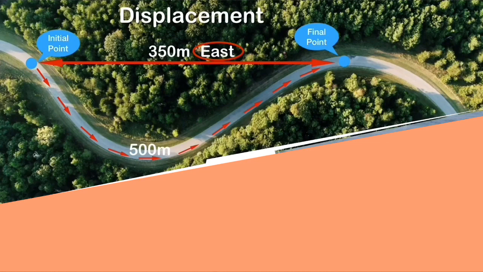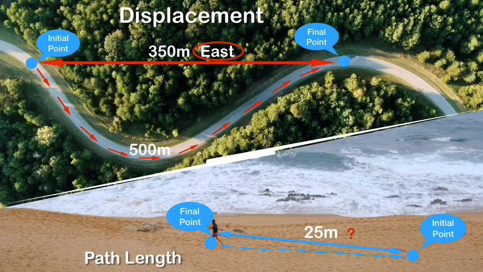And also you can see that distance is dependent on the path, whereas displacement is independent of path. And also distance is the length of the actual path, whereas displacement is the change in position.